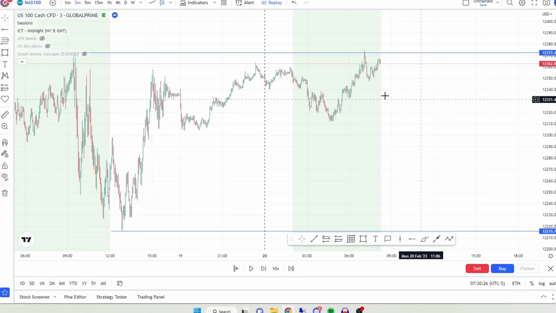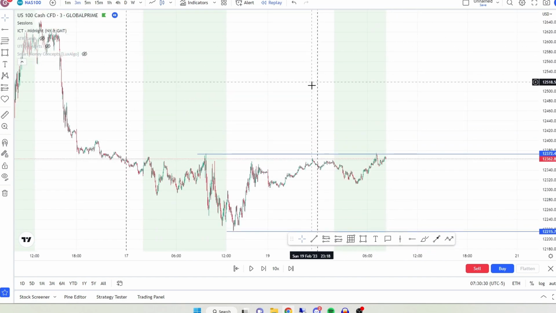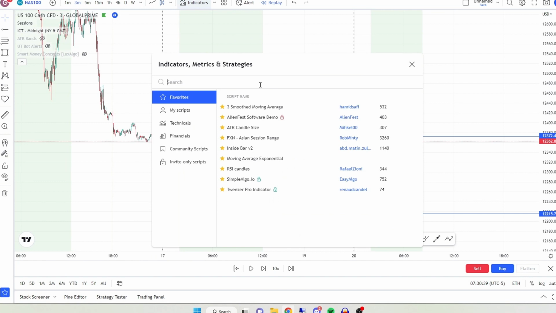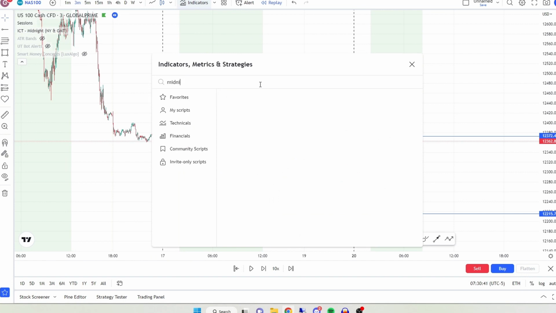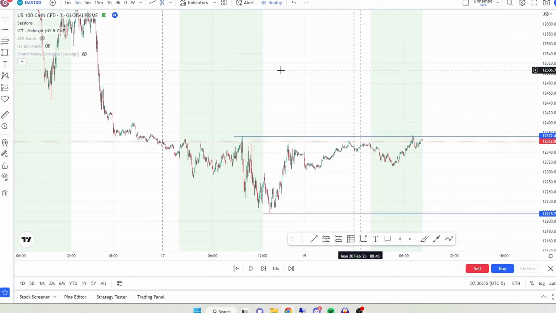Mechanical trading system. Right, so we are on the Nasdaq chart, and as you can see, guys, I have these dotted lines. Now these dotted lines represent midnight New York time. In order to get this, you must click on indicators, type in midnight, and look for this ICT midnight NY and GMT. It is by Liku. It has 106 likes or whatever that means. It's this one. Click on it, add it to your chart.